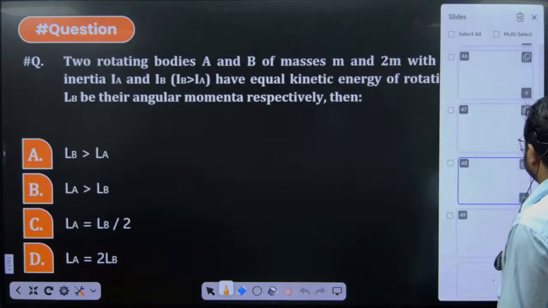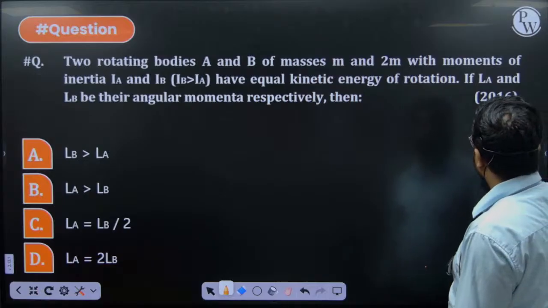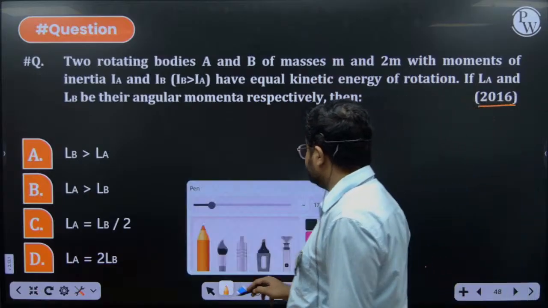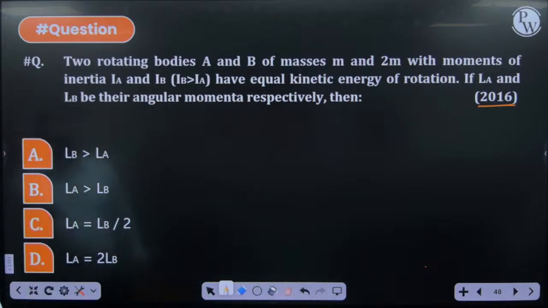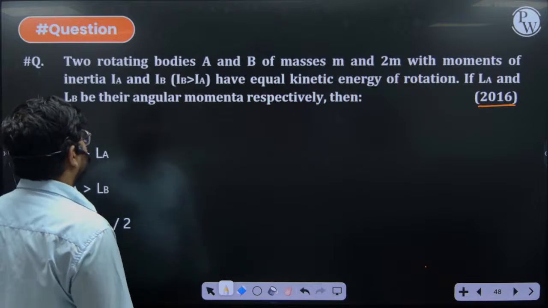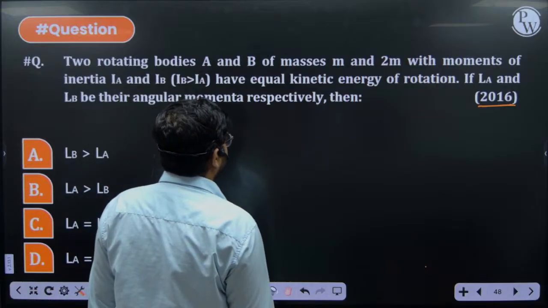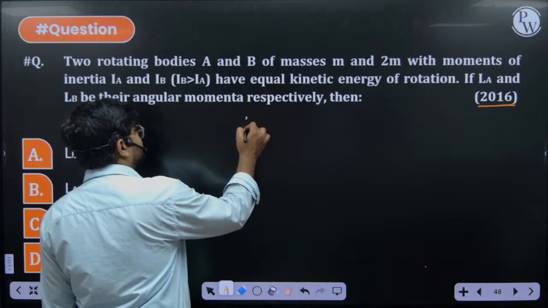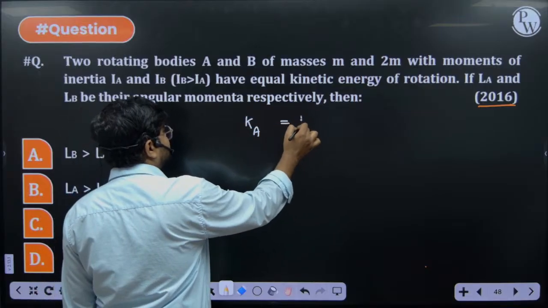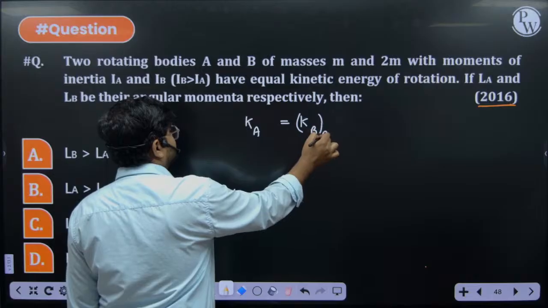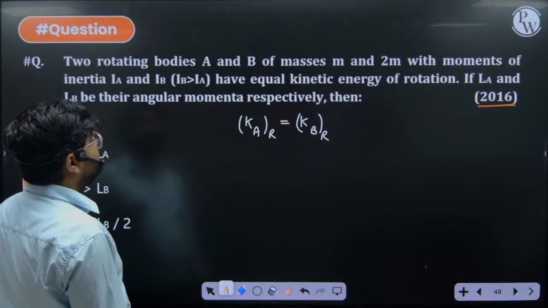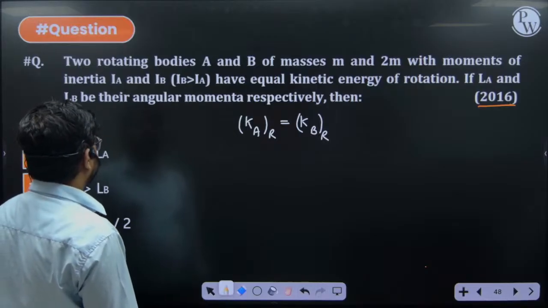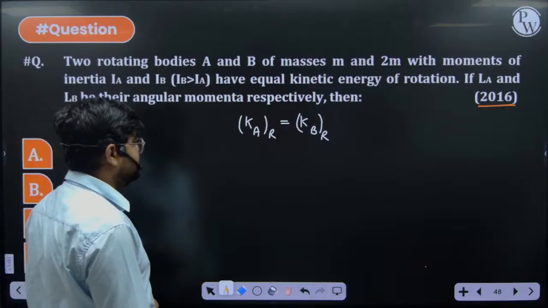All right. So this is the last question that we have, and it was asked in 2016. Two rotating bodies A and B of masses m with moments of inertia IA and IB have equal kinetic energy of rotation. If angular momentums are LA and LB, then who is bigger? LA is bigger or LB is bigger?